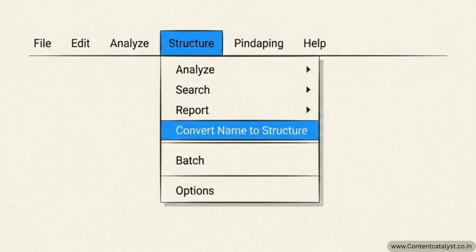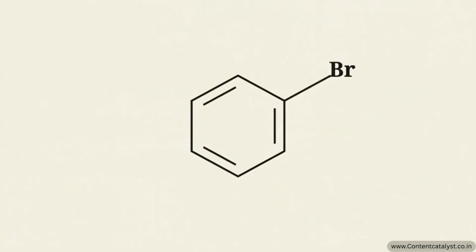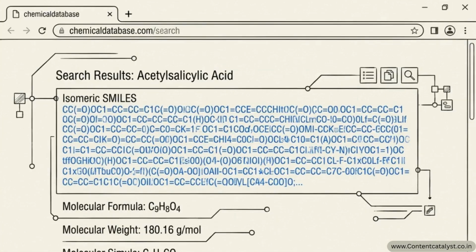You can automate this using the Convert Name to Structure tool. For common reagents like bromobenzene, typing the name allows the software to generate the structure for you. For more complex molecules, researchers use the SMILES string, a text-based chemical identifier that represents molecular structures in a format machines can easily parse. You can find these strings on databases like PubChem.